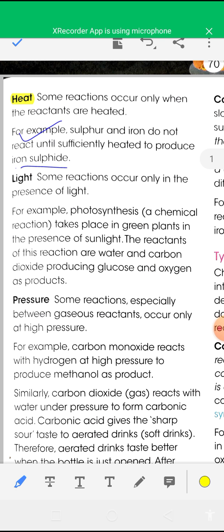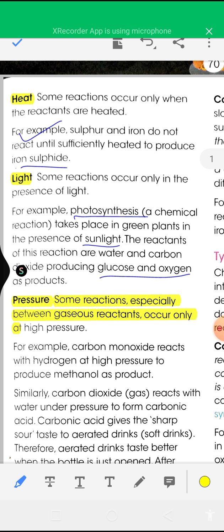Next condition is light. It is also one type of source of energy. Some reactions occur only in the presence of light. For example, photosynthesis. It is a chemical reaction which takes place in green plants in presence of sunlight. The reactants of this reaction are water and carbon dioxide, producing glucose and oxygen as products.